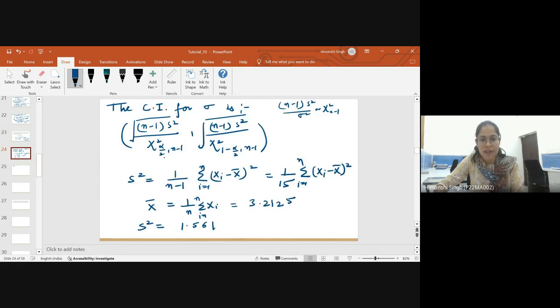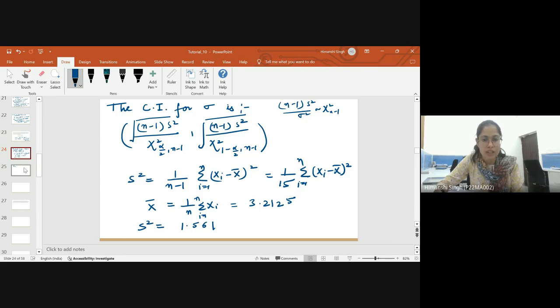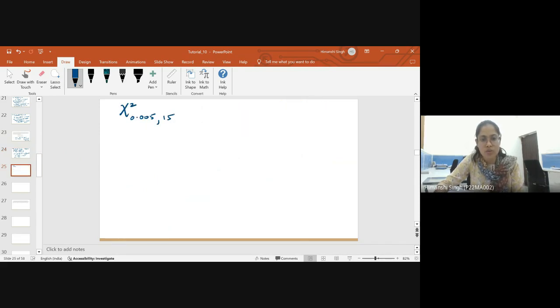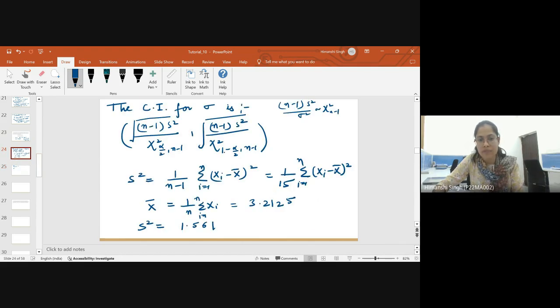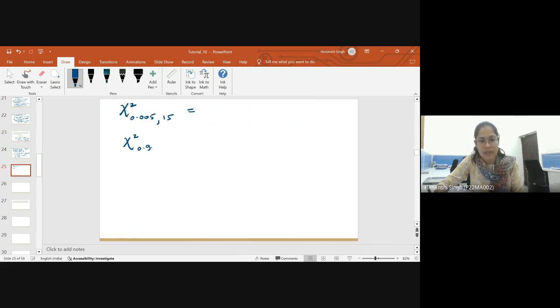Okay, and so we will be writing it as chi square 0.005 comma n minus 1. N minus 1 is 15. So we need to find out this value, and what is the second one? It is 1 minus alpha by 2. So alpha by 2 is 0.005, so 1 minus alpha by 2 will be 0.995. So this is chi square 0.995 comma 15.